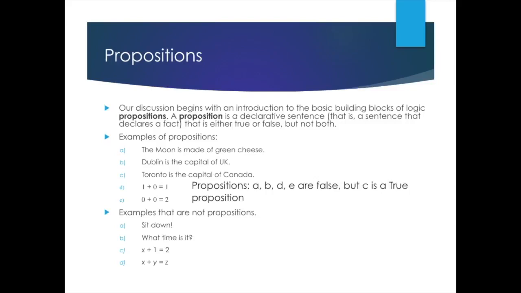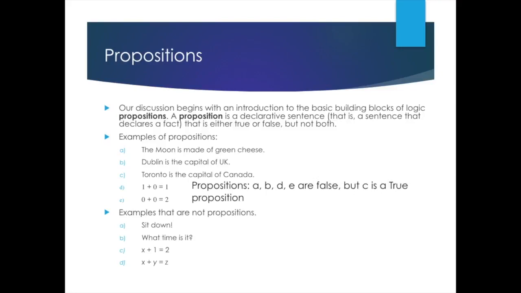Basically, a proposition is a sentence. It's a declarative sentence, that is, a sentence that declares a fact that is either true or false, but not both at the same time. A proposition cannot be true and false at the same time. An example of a proposition: the moon is made of green cheese, which is false.